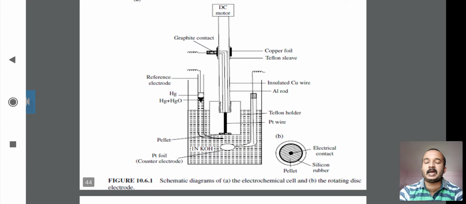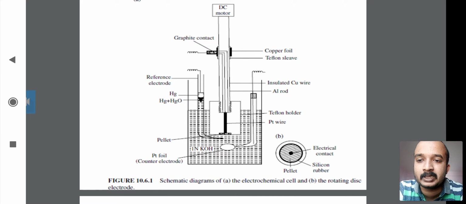Look at this diagram. It is a schematic representation of the electrochemical cell and the rotating disc electrode. This is the first part, A. Look at part B, which is a pellet. That pellet contains the electrical contact and the silicone rubber. The silicone rubber covers the electrical contact and the pellet.